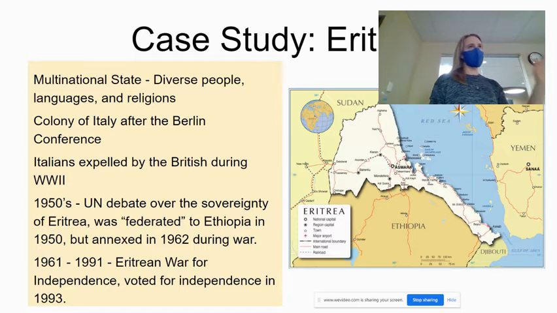So once again, an example of devolution, and very much of that independence type, also very violent devolution in terms of war and conflict, eventually leading to full independence.